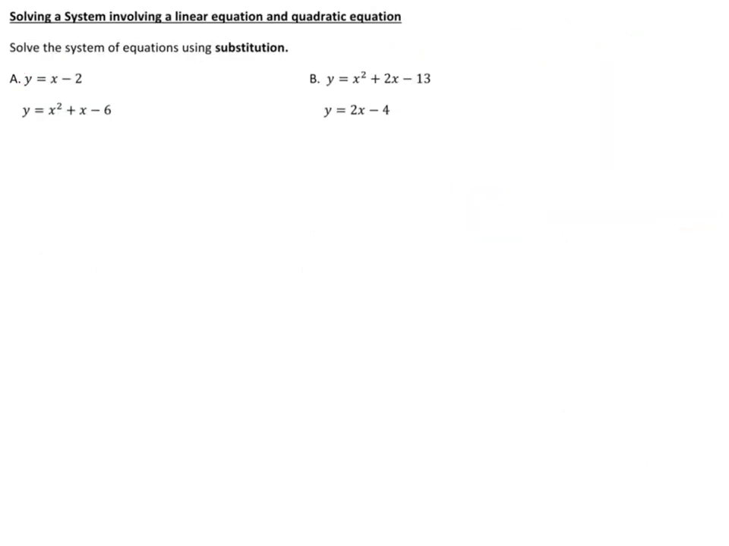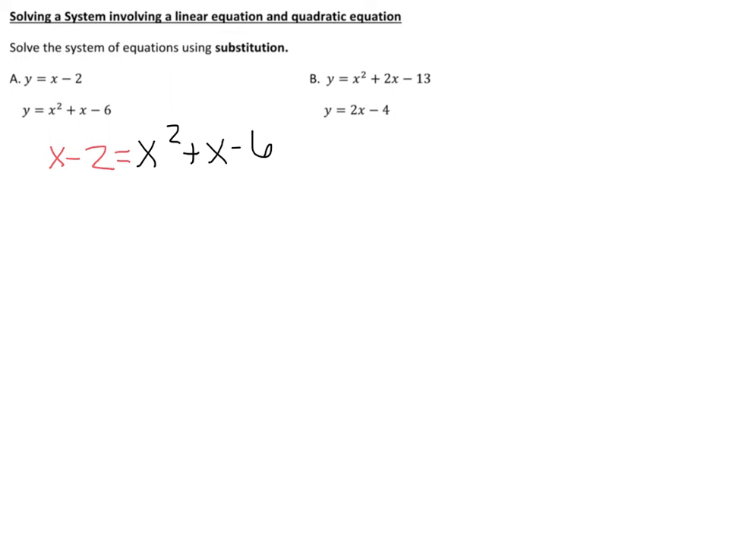The last type of problem we're going to look at is solving a system involving a linear equation and a quadratic equation. So, on the first example, we have y equals x minus 2 and y equals x squared plus x minus 6. We're going to use substitution here. So I'm going to take what y is equal to in the first one, which is x minus 2, and plug it in for y in the second one. So I'm going to end up with x minus 2 equals x squared plus x minus 6.